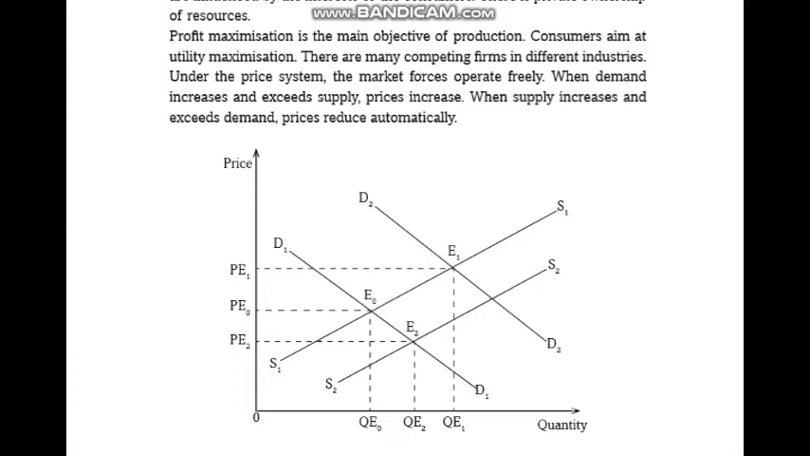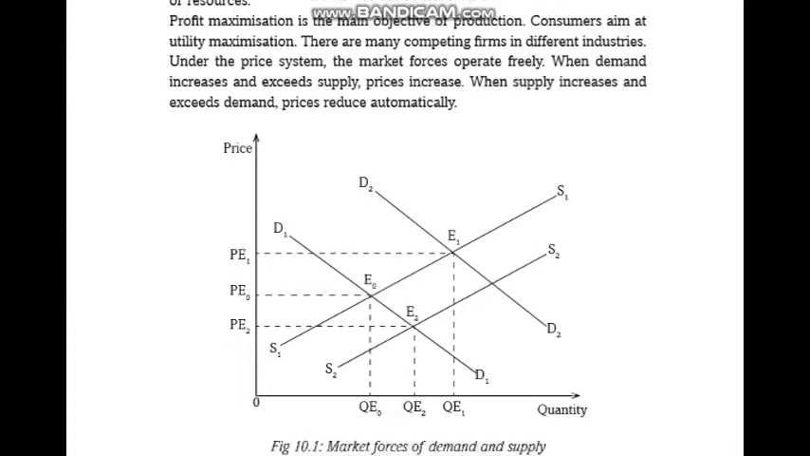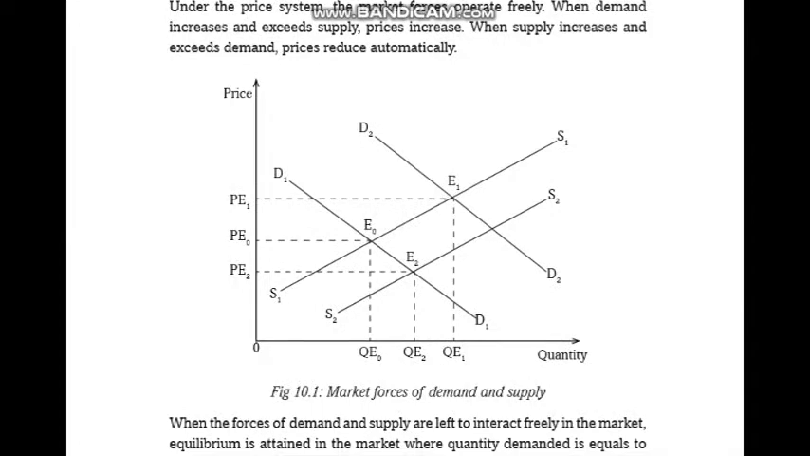Consumers aim at utility maximization, as we have seen in the chapter that we have covered. There are many competing firms in different industries under the price system. So the market forces operate freely.